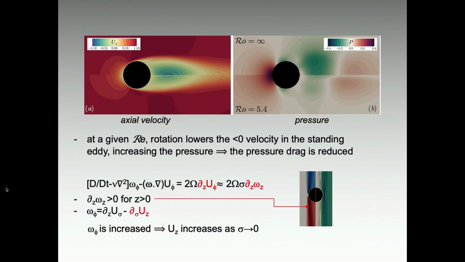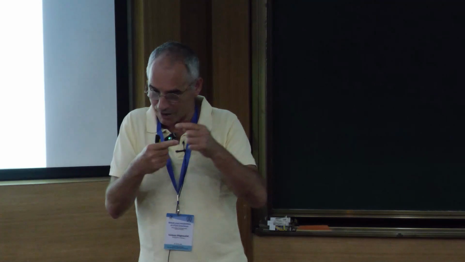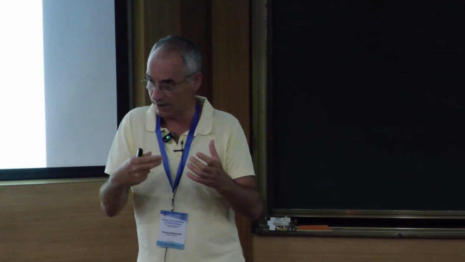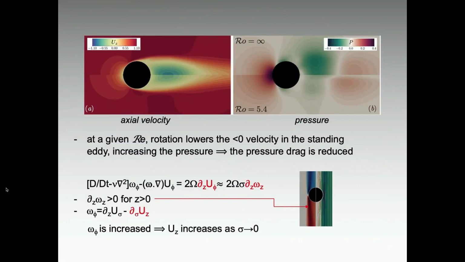And since the main axial velocity is negative because we are considering the standing eddy here, by combining the two, there is actually a reduction of the negative velocity within the standing eddy, and by this the pressure increases, and the drag decreases. So this is a very specific regime.